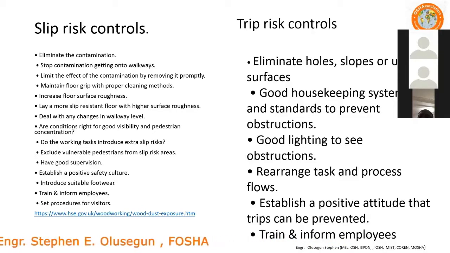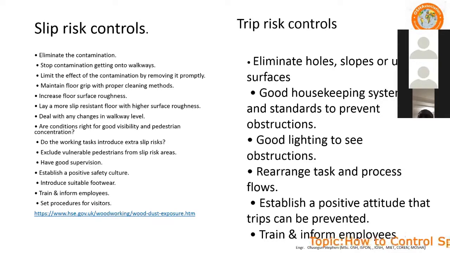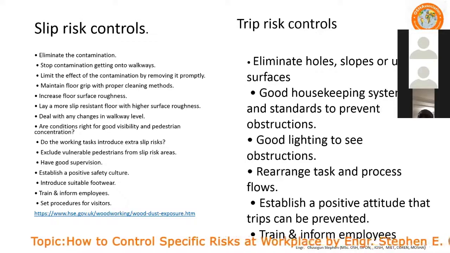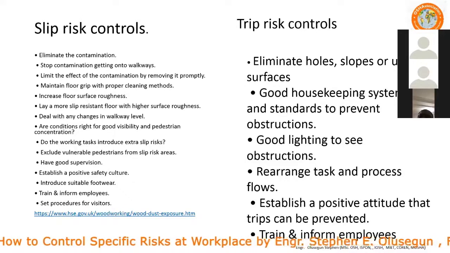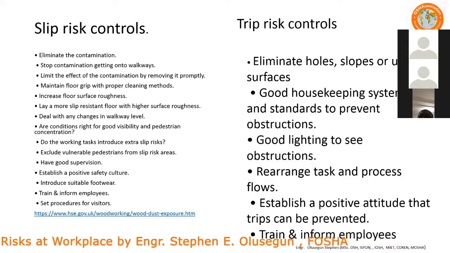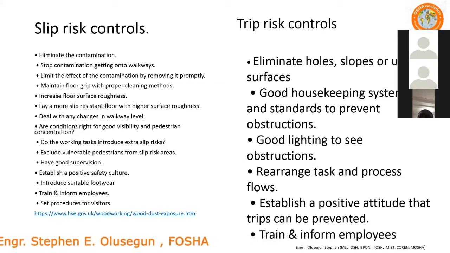And when you look at trips, it's a little bit different from this. Eliminate holes. We're not talking about water. We're not talking about oil. We're not talking about some other liquids. Holes, slopes, uneven surfaces, good housekeeping system, and standard to prevent obstruction. Good lighting to see obstruction. Rearrange tasks and processes, the flow of those processes. Establish a positive attitude that trips can be prevented. Then also train and inform employees.